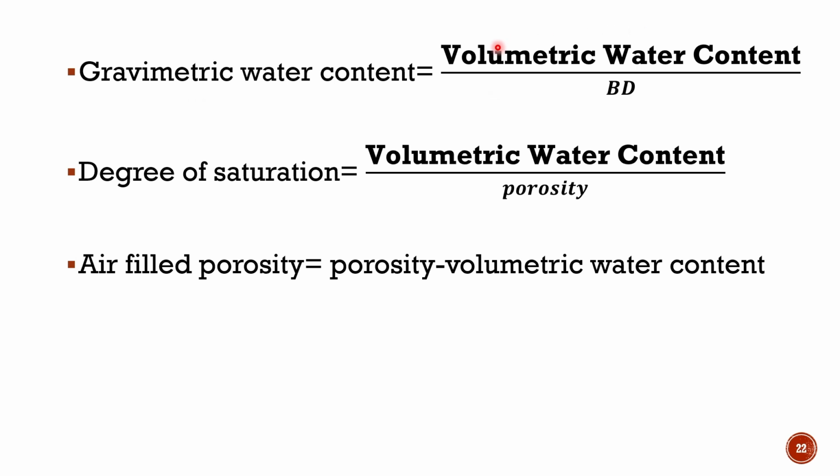Gravimetric water content is volumetric water content divided by bulk density. This is important. Gravimetric water content is volumetric water content divided by bulk density. This is the relationship between gravimetric water content and volumetric water content.